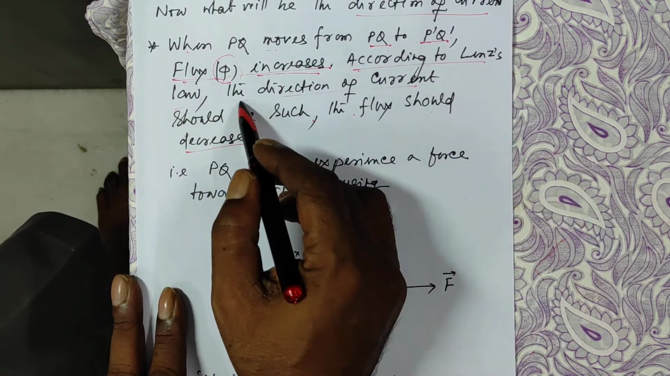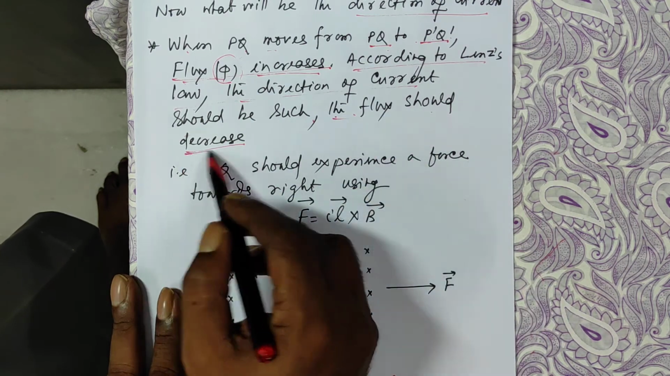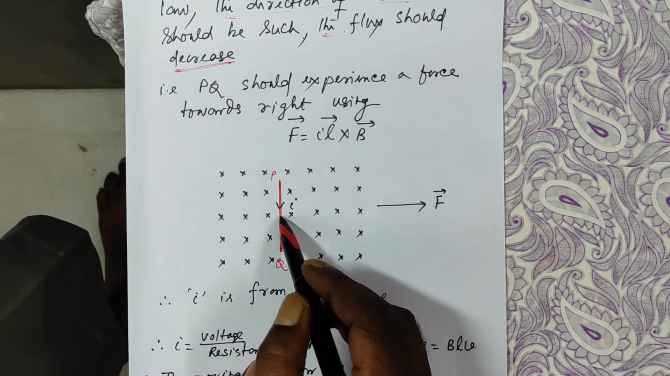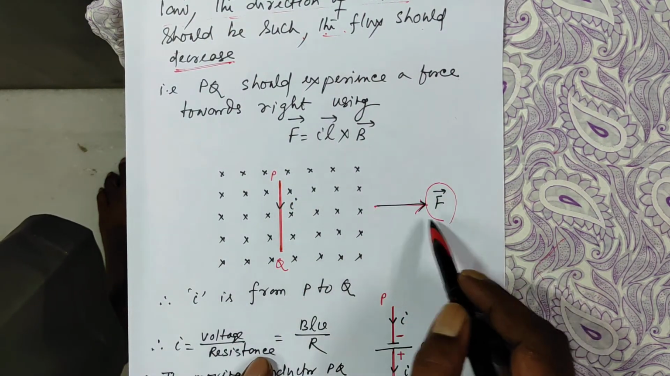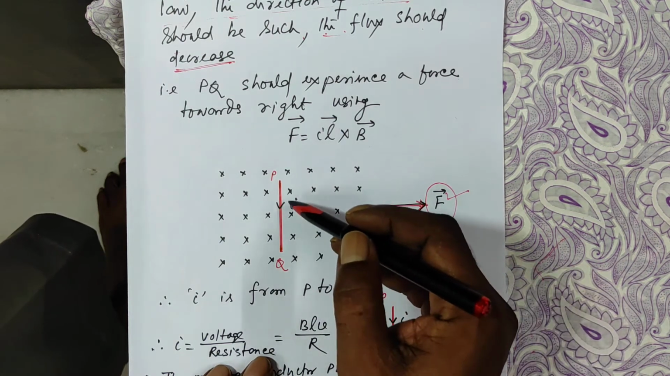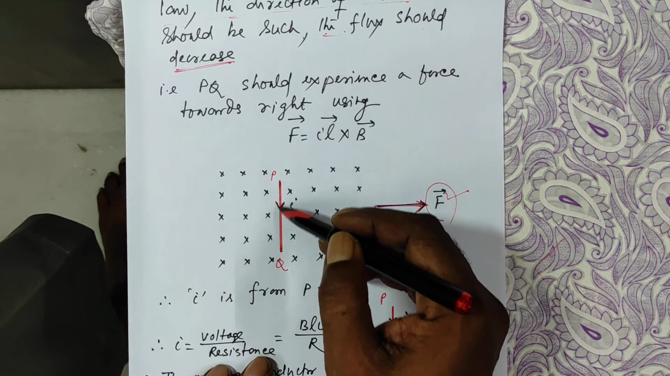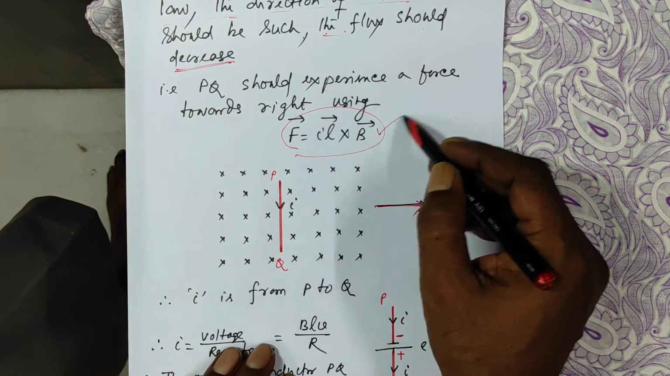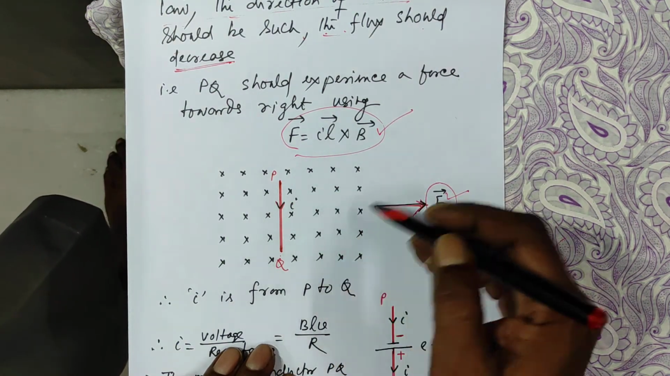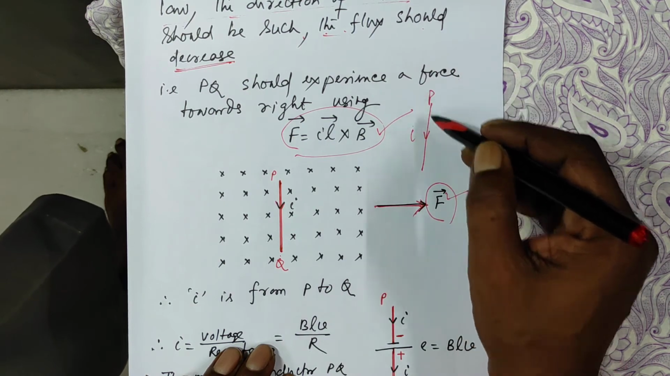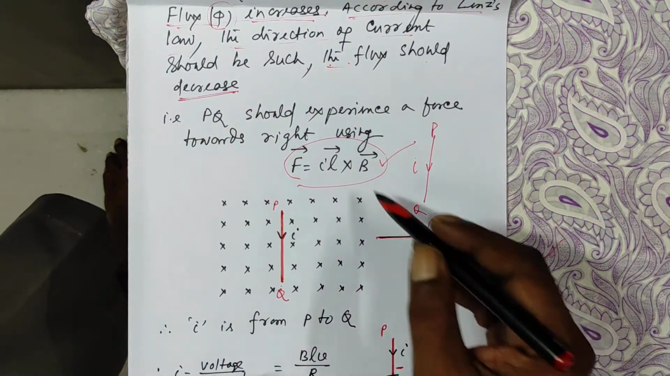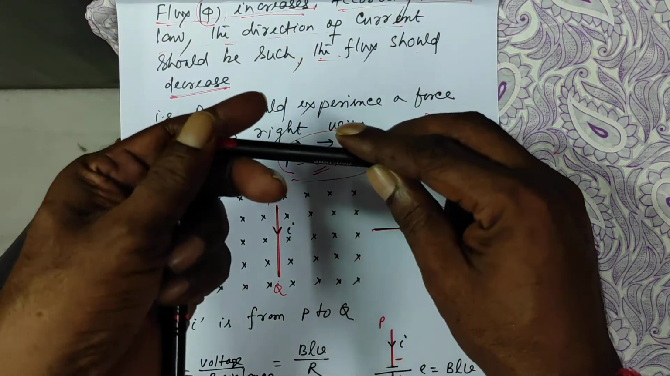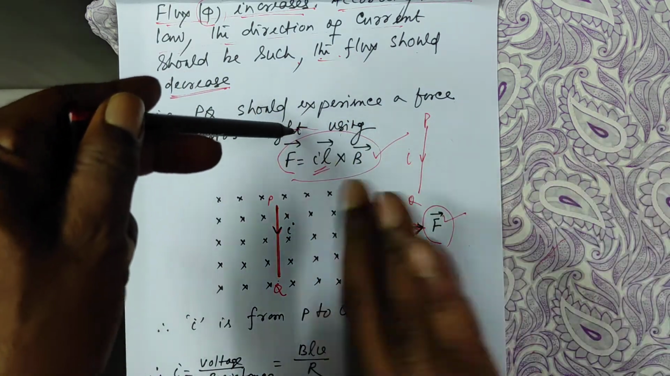According to Lenz's law, the direction of current should be such that the flux should decrease. That is, the conductor PQ should experience a force to this side. And a force will be possible to this side only if PQ carries current in this direction, by using the expression F is equal to IL cross B, which we studied in magnetic effects of current. If you take the current from P to Q in this direction, and the magnetic field is into the plane, so IL is to this side, magnetic field is into, so IL cross B will be towards the right.